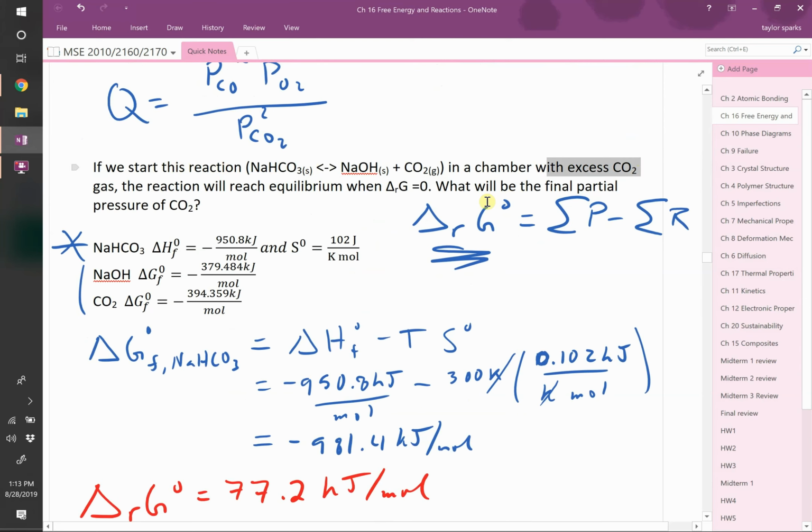It says the reaction will reach equilibrium when delta Rg equals 0. Think about what that means. Delta Rg means the reaction, as you start from reactants and go towards products, there's no change in free energy, right? That means there's no reason for it to continue forward or backwards. Therefore, it's at equilibrium. So this is an important concept. You'll probably want to write it down. Equilibrium occurs when delta Rg is equal to 0. Okay? When delta Rg equals 0.